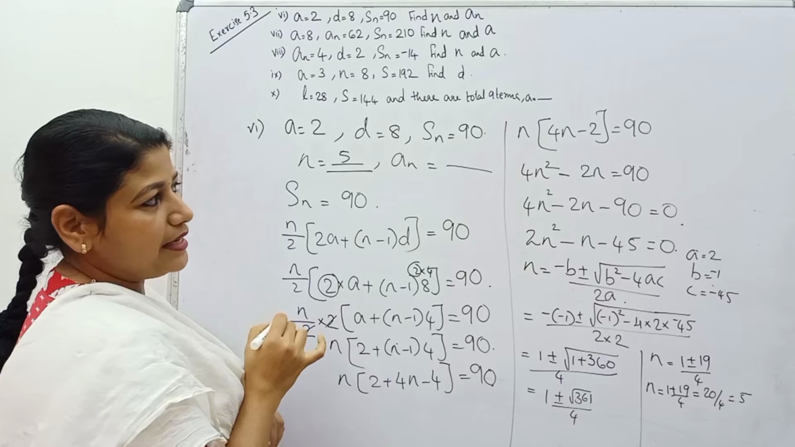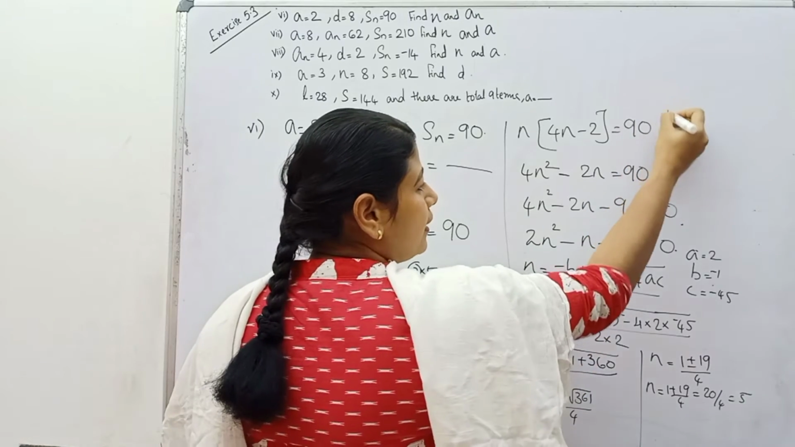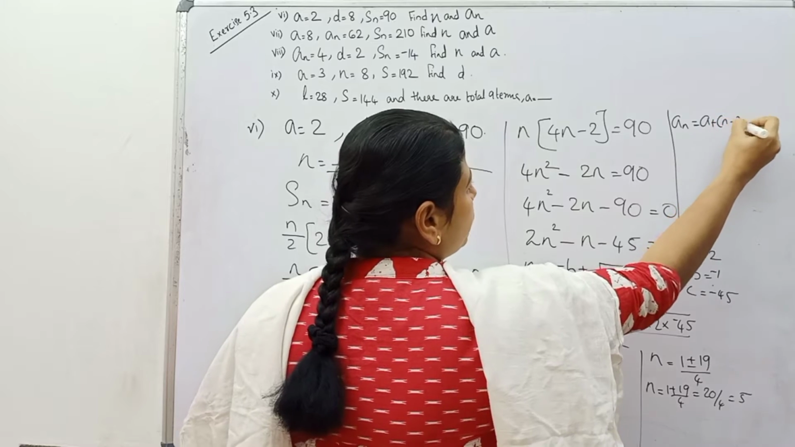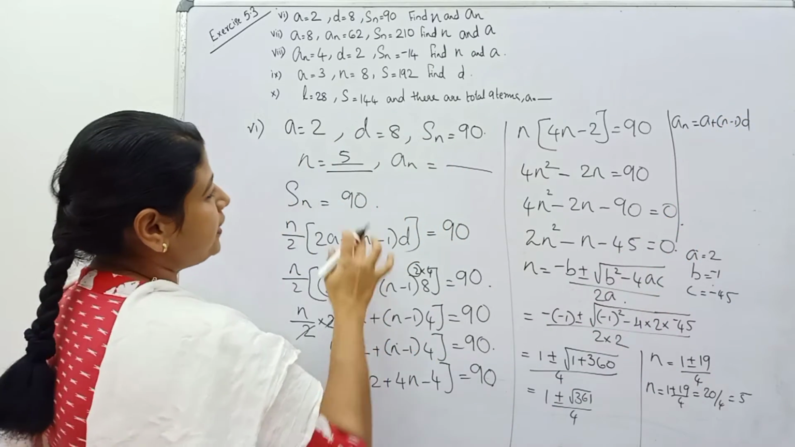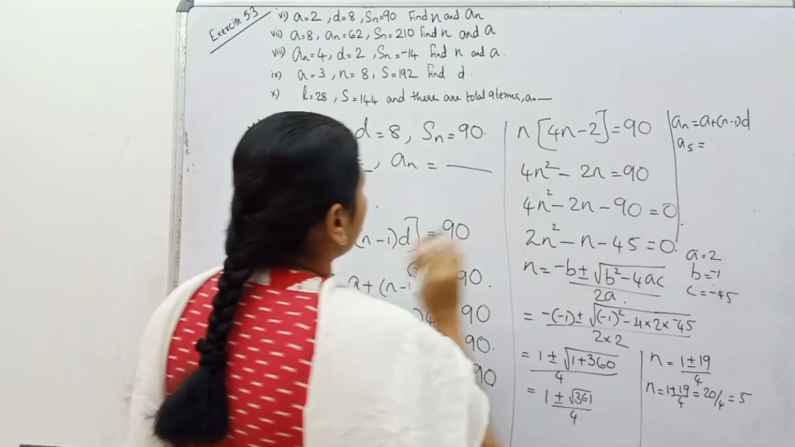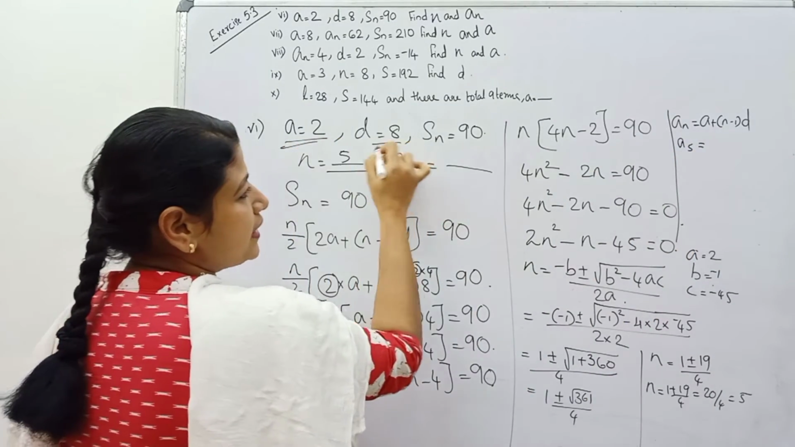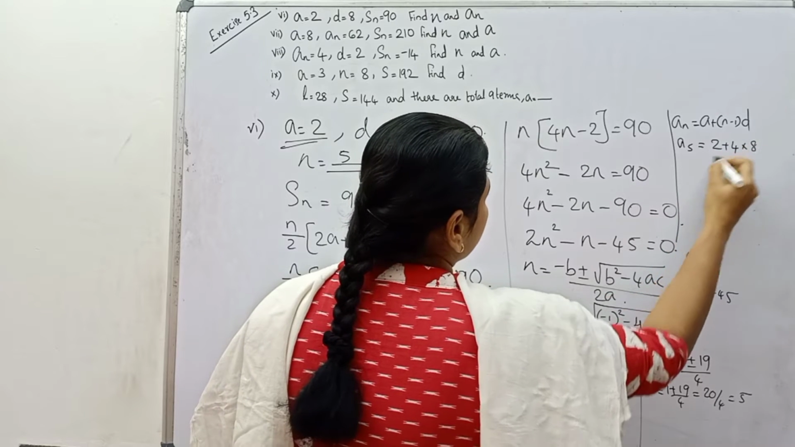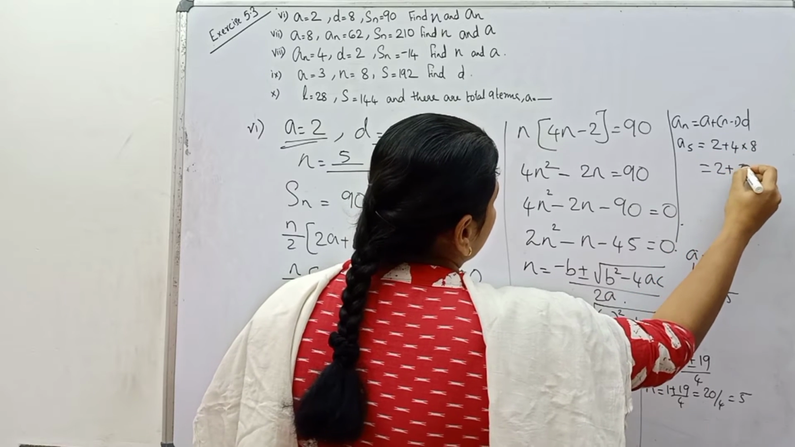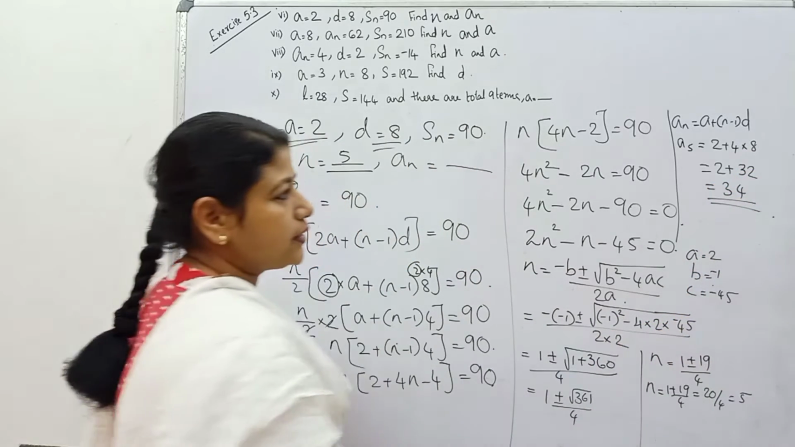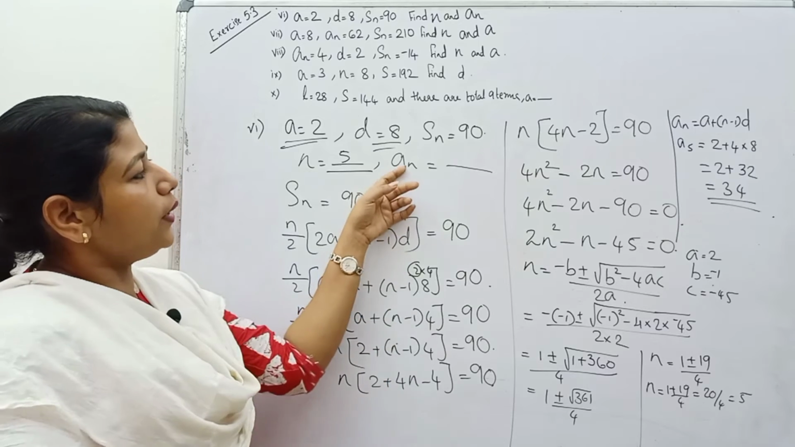Then what about an? For an we have the formula an equal to a plus n minus 1 into d. Here n is 5, isn't it? So we can find a5, and a is 2, d is 8. Okay, 2 plus 5 minus 1 is 4 into 8. So you will get 2 plus 32, that will be 34. So this is the answer for an.